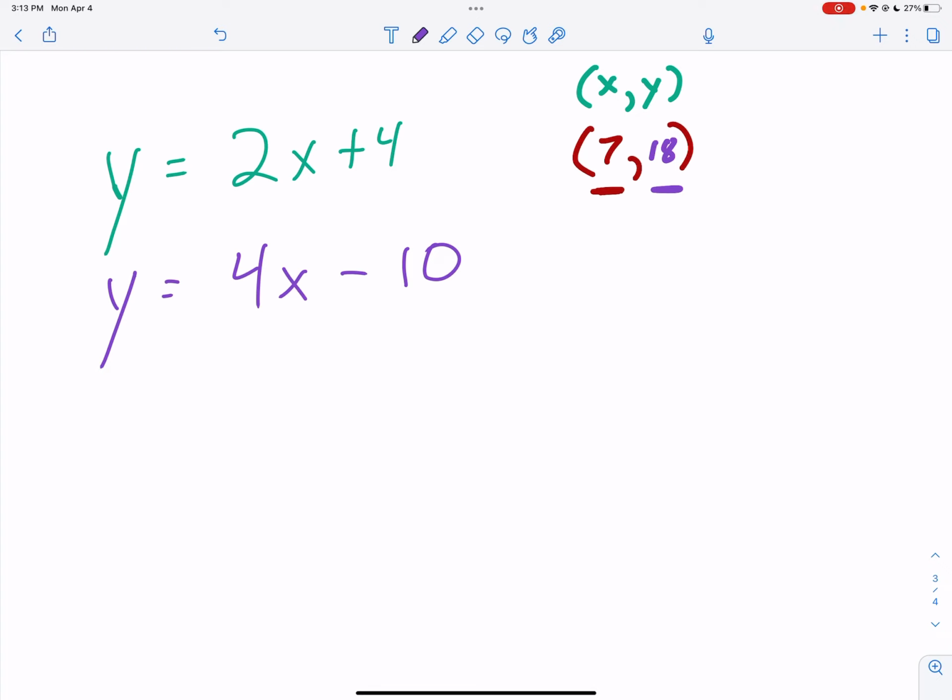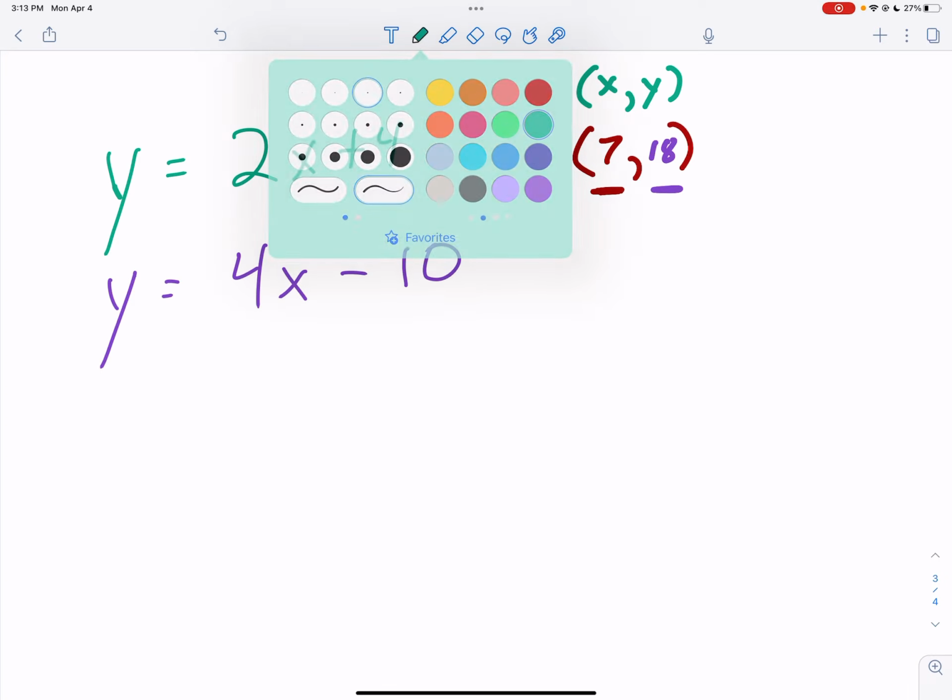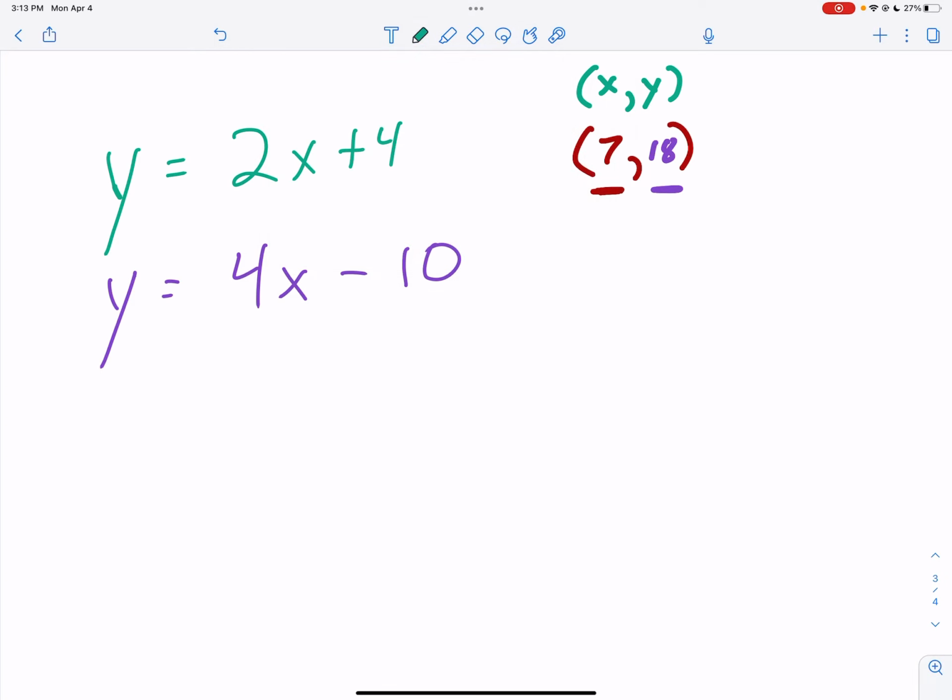But let's try plugging it into both equations and seeing if it works. So let's see. In that first equation, let's try plugging it in. So y is equal to 18, allegedly. And then I get 2 times x, which is 7, plus 4. So 18 equals 14 plus 4. My goodness, 18 is equal to 18. Confirmed!